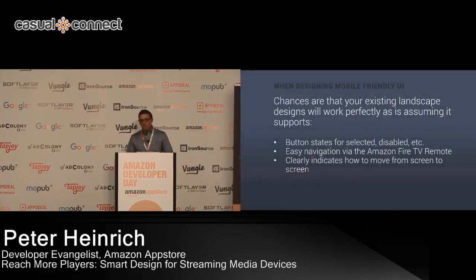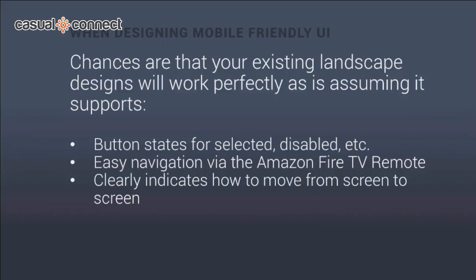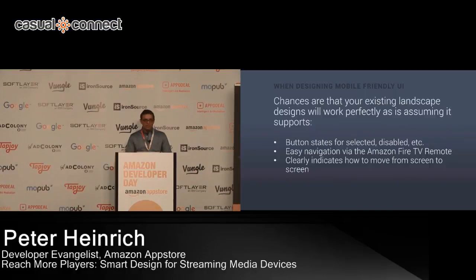So these are the issues to keep in mind as you move your game from mobile or desktop to a streaming media device. And chances are, as I mentioned, if your game runs in landscape orientation, it'll probably work just fine on television, provided that you take a page from the old school games and make sure to provide clear button states showing selected, deselected, enabled, disabled, etc. You provide easy up, down, right, left UI navigation that you can navigate with a simple D-pad kind of interface. And you support standard Android back and home navigation, or at the very least, provide some kind of clear indication of how to move between screens.